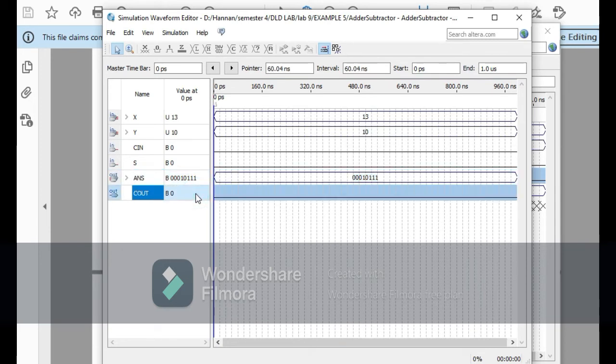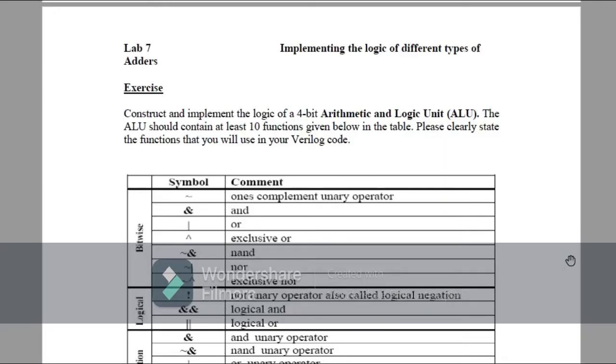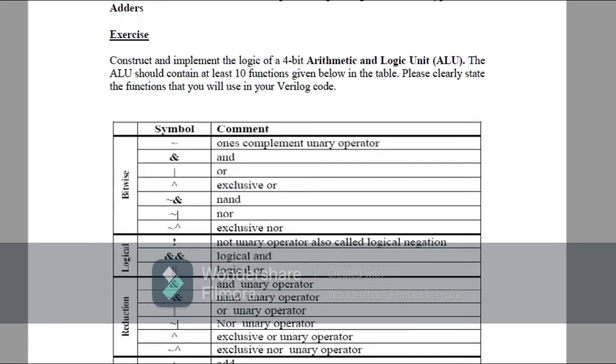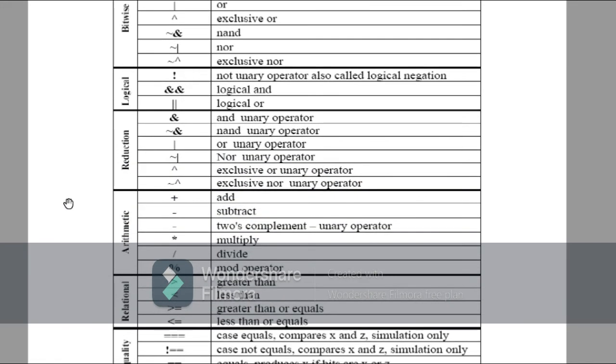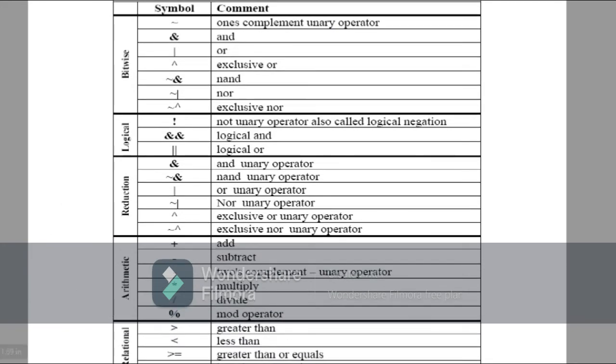So in this way we can perform the addition and subtraction in Verilog HDL using these selection lines with carry input and carry output. After that, our final exercise is to construct and implement the logic of a 4-bit arithmetic logic unit. The ALU should contain at least 10 functions given in the table, and we have to make that arithmetic logic unit using the selection inputs. So now finally we have to make the arithmetic logic unit using any 10 operations from this table. So now I'm going to implement the Verilog code for the ALU.